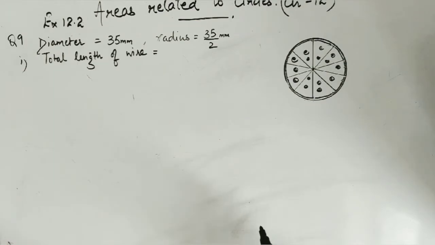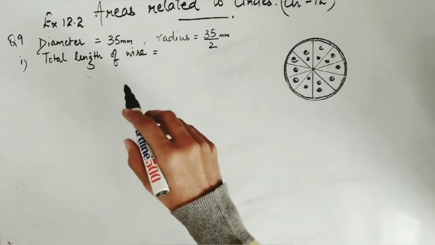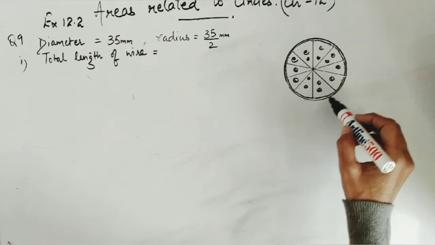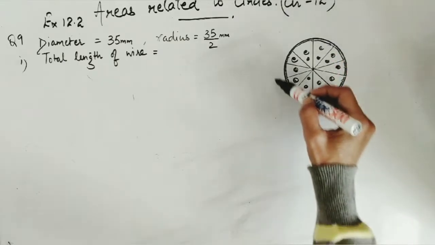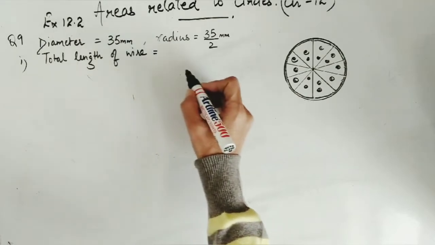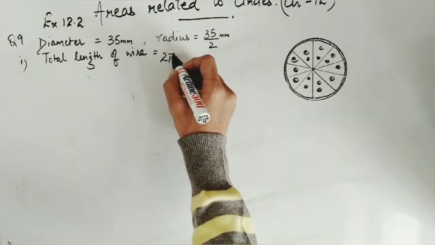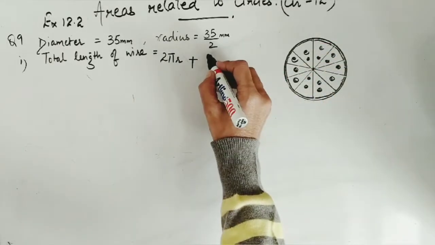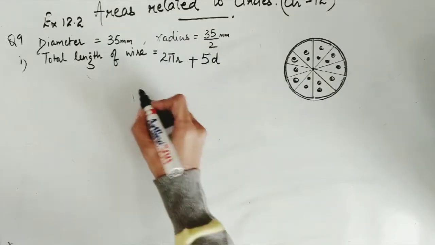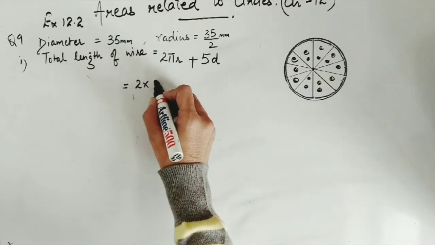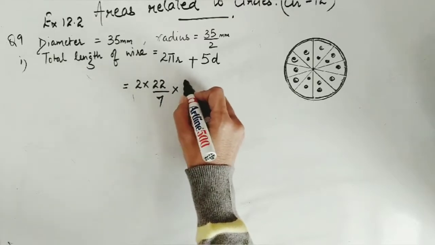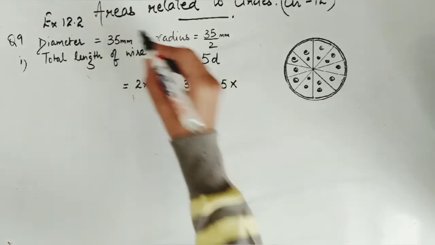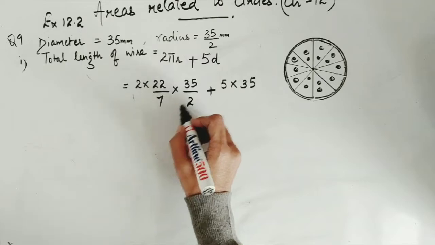The question demands the total length of wire. Since the brooch has been made up with the silver wire, that means the complete circumference, the length of wire would have 2 pi r, the boundary, and there are 5 diameters, 5 into d, 5d. So just put the values. 2 pi is 22 by 7, r is 35 by 2, all this in millimeters, and 5 times diameter 35.